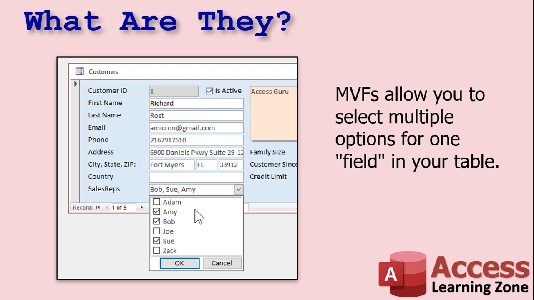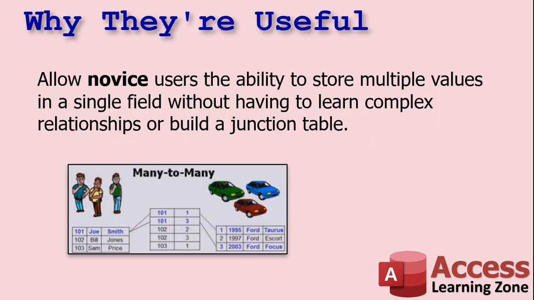For those of you who might not know what a multi-valued field is, it basically allows you to select multiple options for one field in your table. For example, here I've got a single field called sales reps that can hold multiple values, in this case Bob, Sue, and Amy. They're useful, as I mentioned a minute ago, because they allow novice users the ability to store multiple values in a single field without having to learn complex relationships or build a junction table.